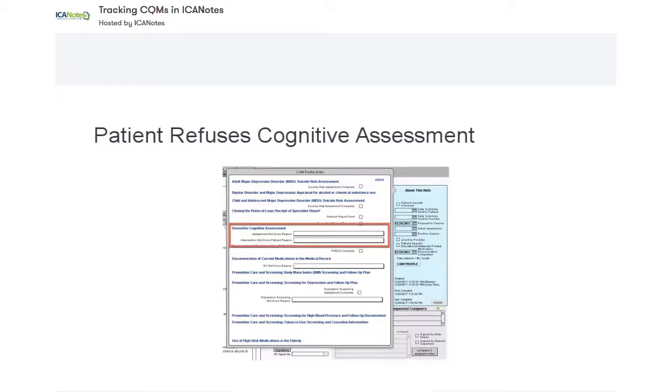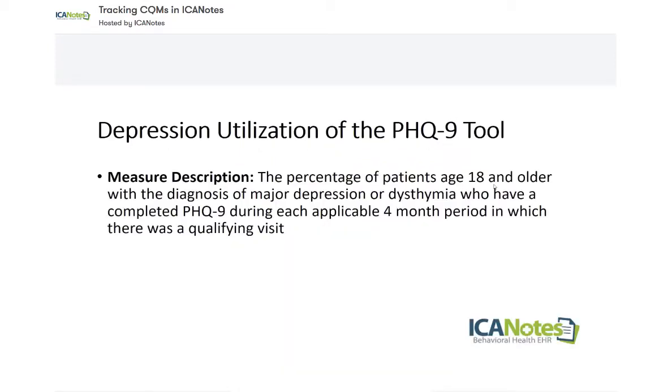So this is basically what we've been talking about, the dementia assessment. Now I'm going to move on to the depression measure, the utilization of the PHQ-9. Most of our users use the PHQ-9. This is the measure, and I've got it listed there for you. It's the percentage of patients age 18 or older with a diagnosis of major depression or dysthymia, who have completed the PHQ-9 each applicable 4-month period in which there was a qualifying visit. That's the measure description. The denominator equals your initial population, all of your population.